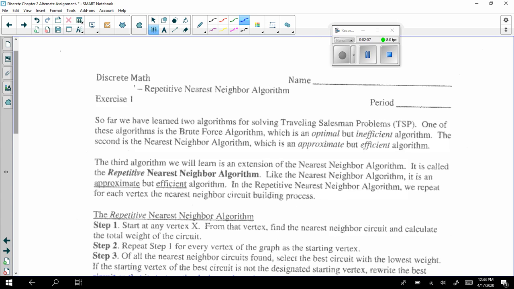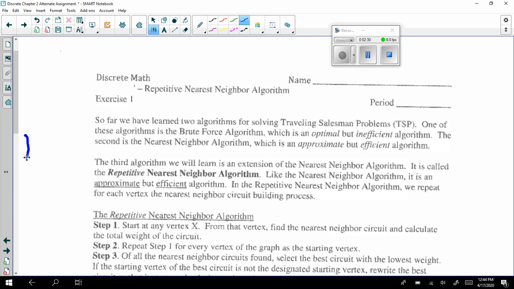These days when we have computers, they'll do the brute force algorithm for us. But the nearest neighbor is a way to figure this stuff out without the use of a computer, which I think is nice. And then we have the repetitive nearest neighbor algorithm. Like the nearest neighbor algorithm, it's approximate and efficient.